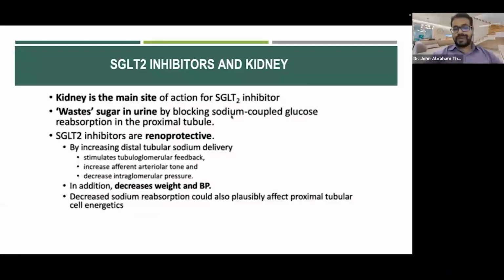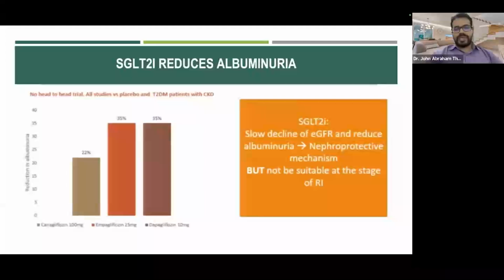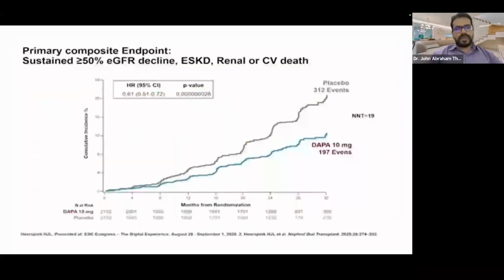They are renoprotective. It increases the distal tubular sodium delivery, stimulates the tubuloglomerular feedback, increases afferent arteriolar tone, and decreases the intraglomerular pressure. In addition, it decreases the weight and blood pressure. Decreased sodium absorption could also possibly affect the proximal tubular cell energetics. So SGLT2 inhibitor reduces the albuminuria, slows decline of eGFR, and there is a nephroprotective mechanism, but it is not suitable when the eGFR is less than 20 ml per minute per 1.73 meter square for dapagliflozin.